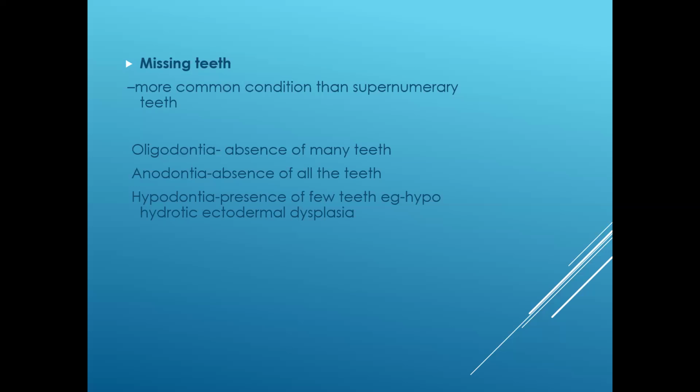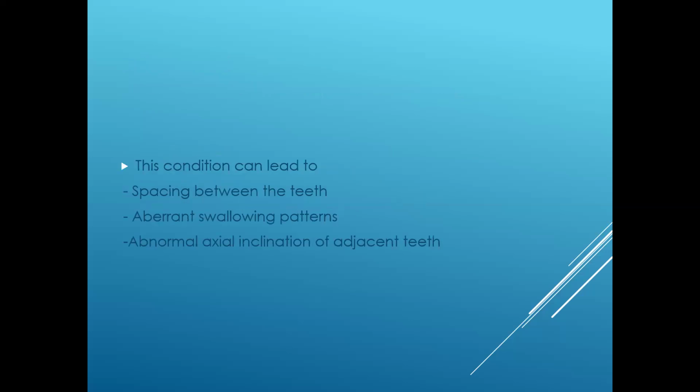Another factor is missing teeth, a more common condition than supernumerary teeth. It may be of both oligodontia or anodontia. Oligodontia is the absence of many teeth, and anodontia is the absence of all teeth, which is a rare condition. And hypodontia is the presence of few teeth. Example, hypohidrotic ectodermal dysplasia. This condition can often lead to spacing between teeth, aberrant swallowing patterns, and abnormal axial inclination of the adjacent tooth.